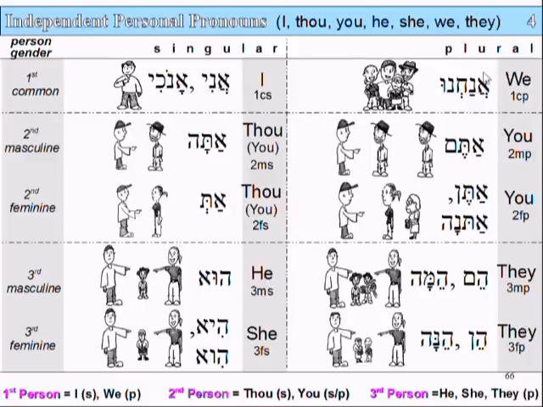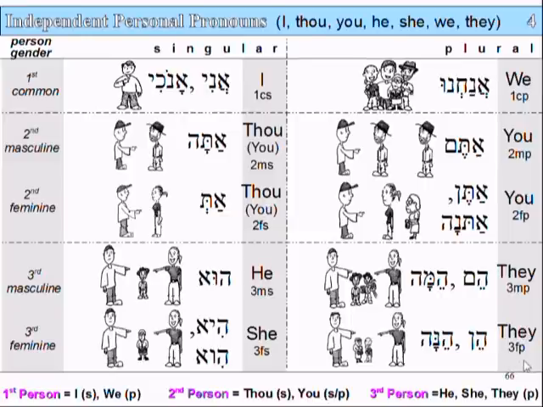And then you have to learn the words for we, you, and they when it's a group of people. So we is anachnu, you is atem, and to a group of women it's aten or atna. And when I say they in Hebrew, I use the word hem or hema, and that usually is a group of men, but it can be men and women. But when you have just a group of women, you use the word hen or henna for they. So there we have it.